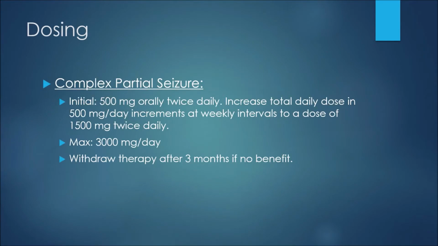Now for an example of dosing with Vigabatrin. So in the treatment of a complex partial seizure, we may see an initial dose of 500 milligrams orally twice daily. The patient would then increase the total daily dose in 500 milligrams per day increments at weekly intervals to a dose of 15 milligrams twice daily. The maximum dose would be 3,000 milligrams per day. We would withdraw therapy after 3 months if there is no benefit.